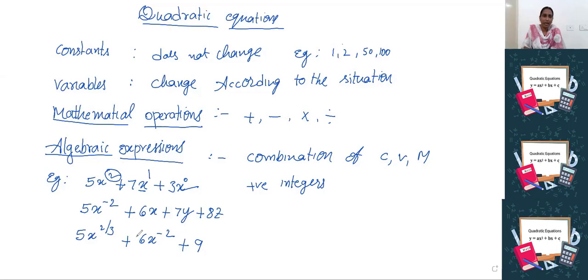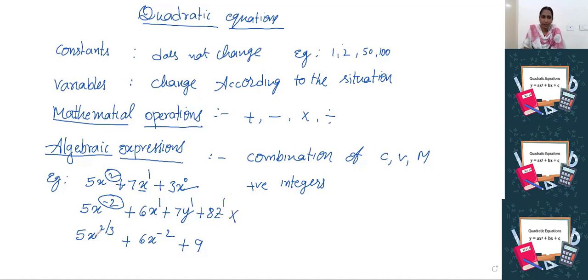In the same way, observe the powers of the second expression. For the first term, its power is minus 2. For the next one, power is 1. For the next one, again power is 1. Here, this power is 1. In this expression, we have 4 terms. In the first term, we have negative power, so this is not a positive integer.